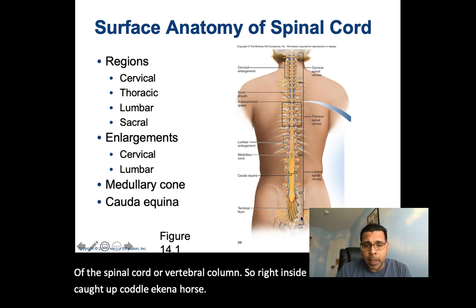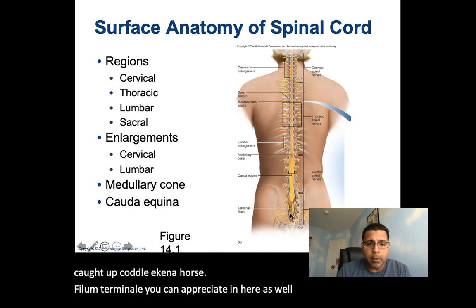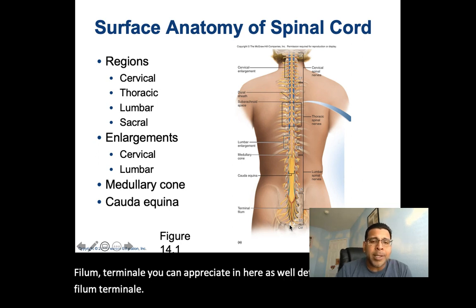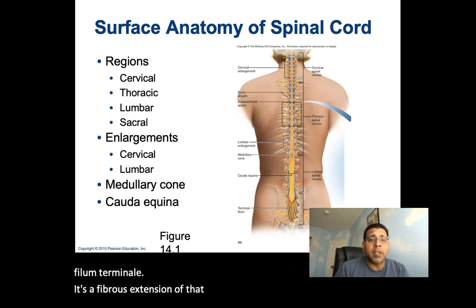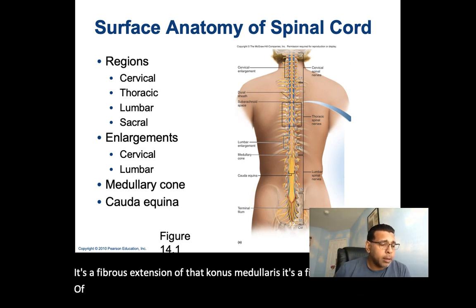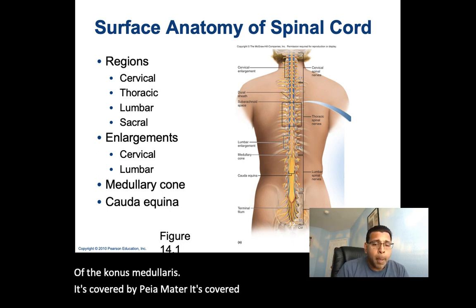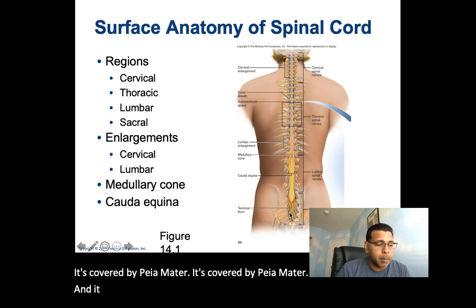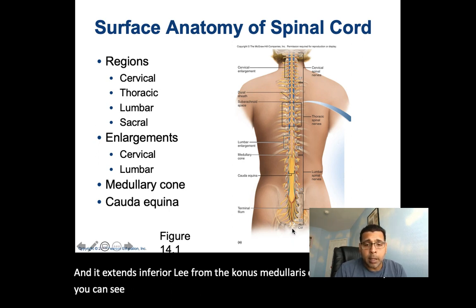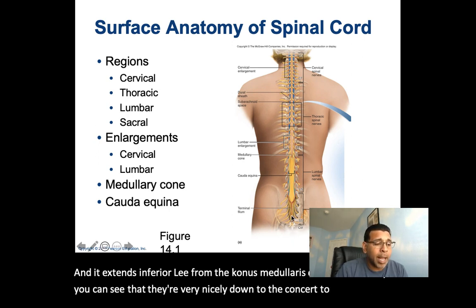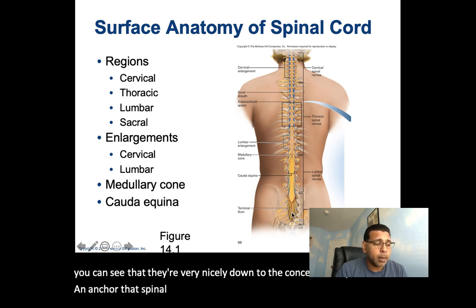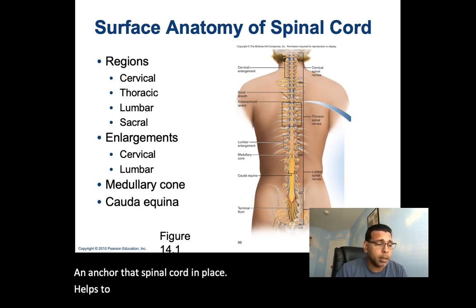Filum terminale you can appreciate in here as well, the terminal filum. It's a fibrous extension of the conus medullaris. It's covered by pia mater, and it extends inferiorly from the conus medullaris down to the coccyx. You can see that there very nicely. It helps to secure or anchor the spinal cord in place.